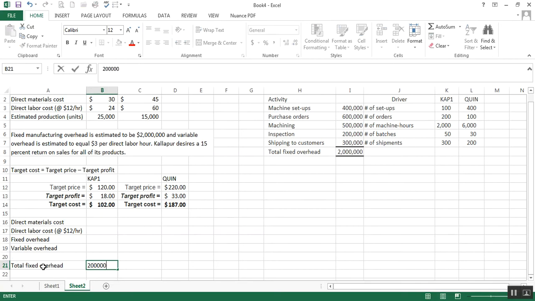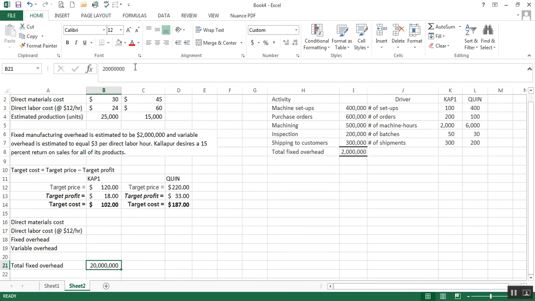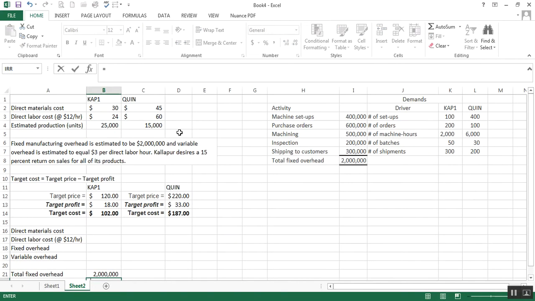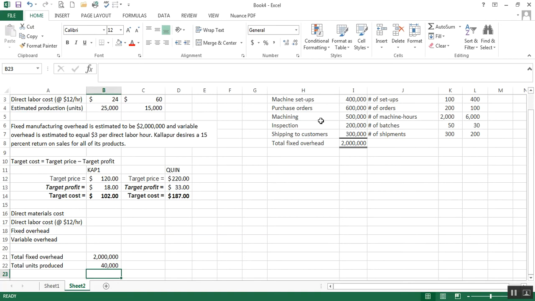I might have one too many zeros there. Yes, I do. And then we need to look at our total units produced. That's our cost driver. Basically what that means is that we're looking at our cost per unit produced. So the total units produced is going to be the 25,000 for KAP1 and 15,000 for Quinn. So it's 40,000 units.